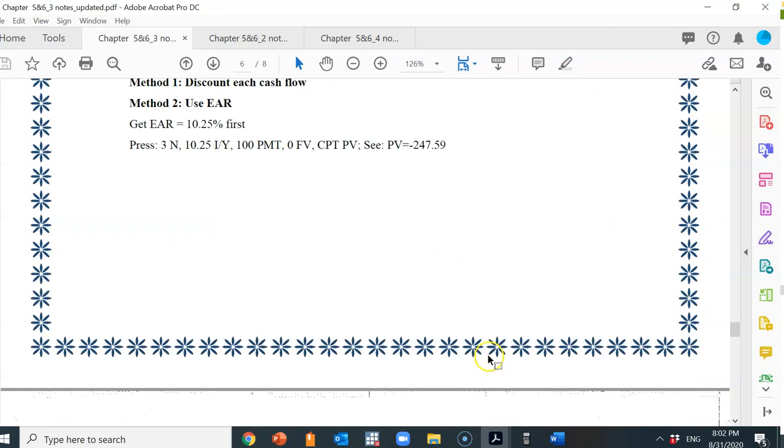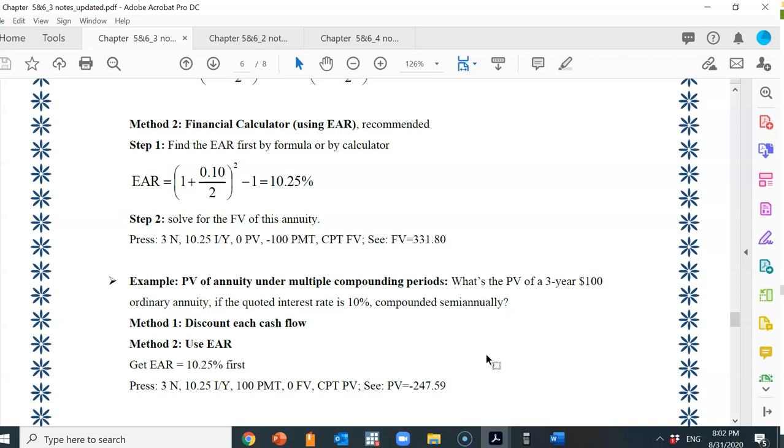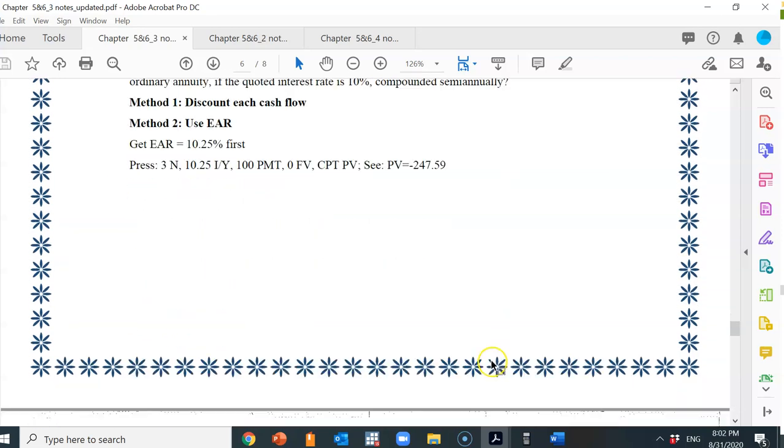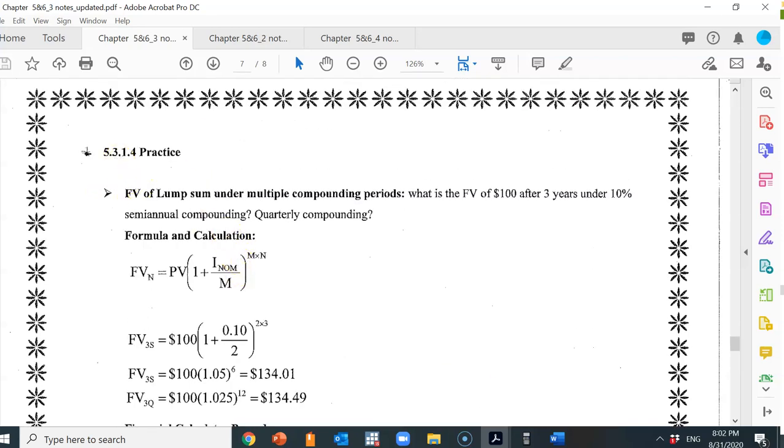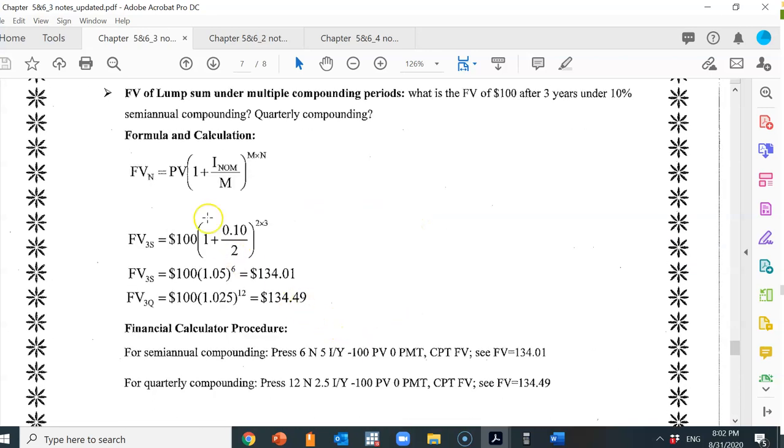So that's all for how to calculate the periodic rate or effective annual rate from the nominal rate, and how to do calculations using the periodic rate or effective annual rate. If you want to do more practice, you can come to the next few pages here. We have a practice question of future value of a lump sum under multiple compounding periods. We have the solution using formula and calculator.